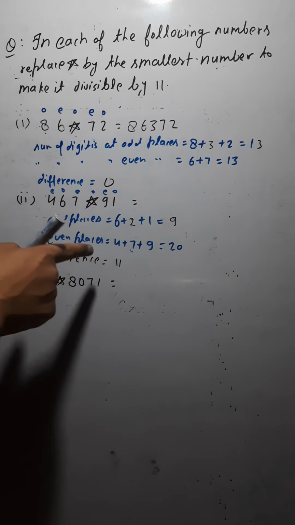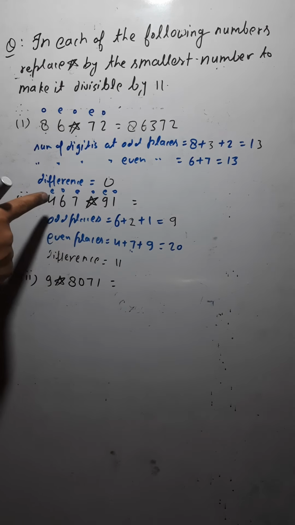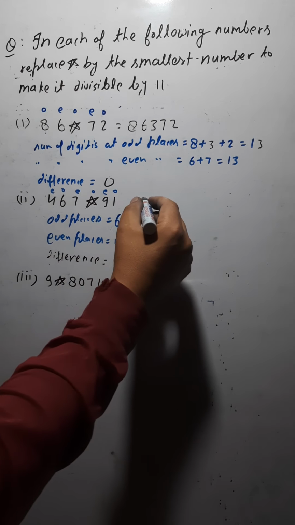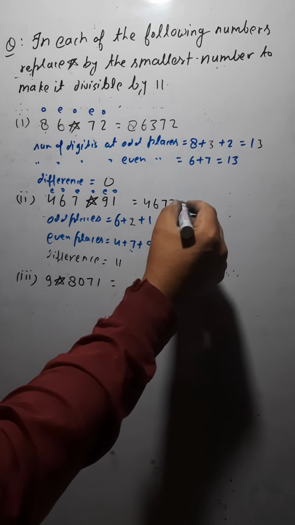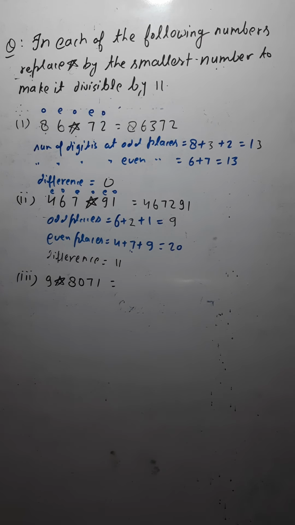Getting it or not? So to make the given number divisible by 11, we have to replace the star by 2 here. So the correct answer would be 467291. Are you getting it or not? Similarly, you have to do the next question also. Okay, just note it down.